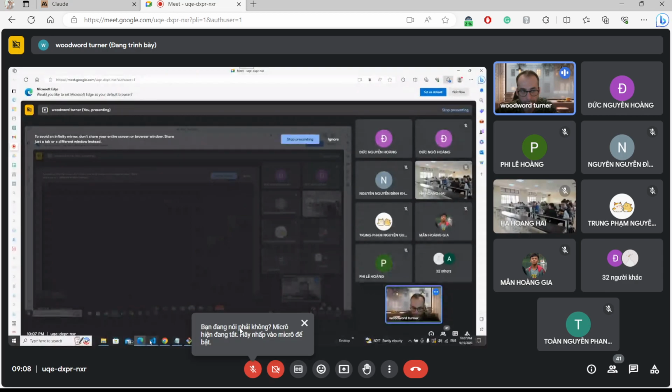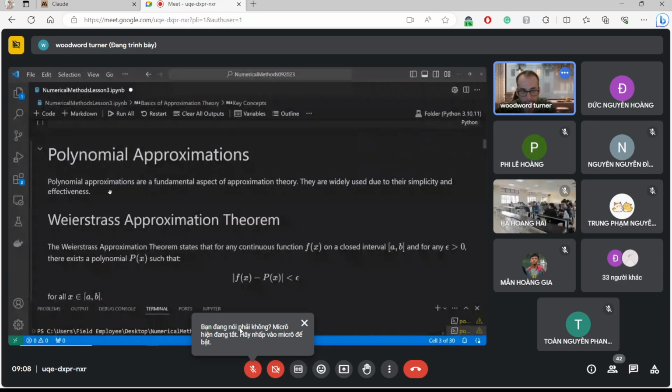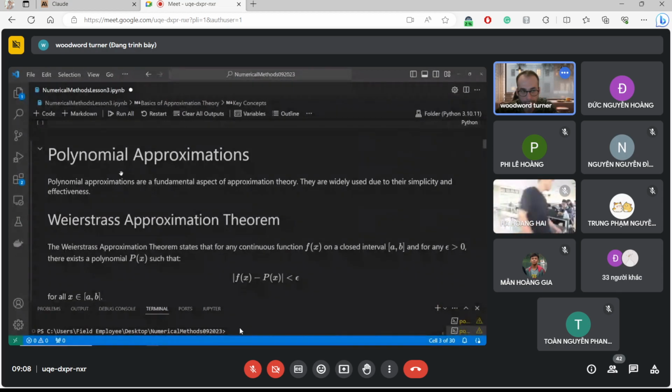All right, so I'm going to start just by introducing some polynomial approximations. This is a good place to start. It gets you the idea, and then it adds a little bit of more pure mathematics for you to think about in your free time. So polynomial approximations are a fundamental aspect of approximation theory. They're widely used due to their simplicity and effectiveness.